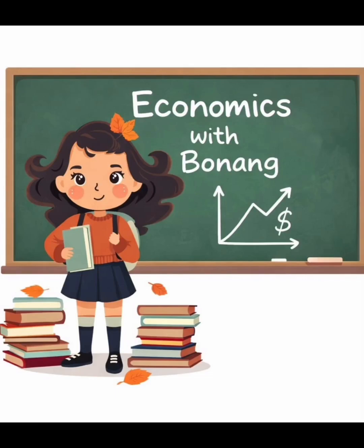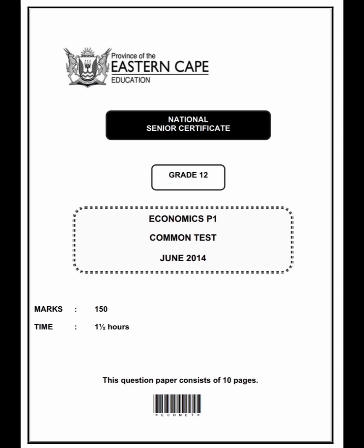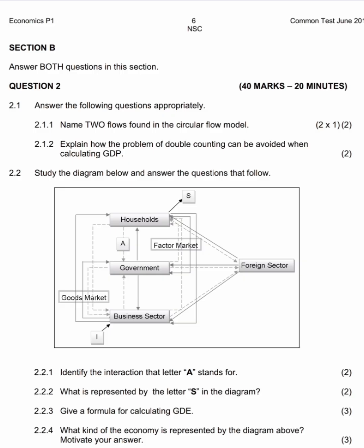It's Economics with Bonang. Today we'll be doing our first past paper from the province of the Eastern Cape. So this paper is a common test, June 2014, which is paper 1. Today we're focusing on question 2 of this paper, which is our circular flow. Let's get right into it.